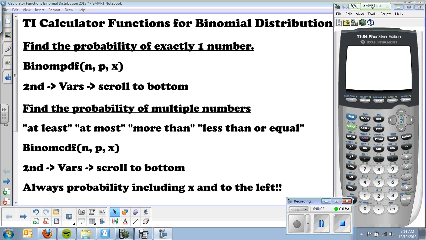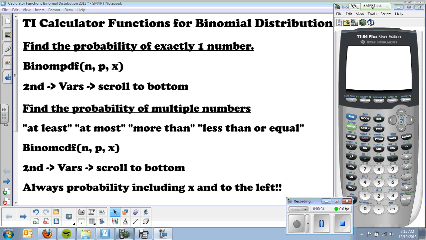In this video, I'm showing you how to use your TI calculators to solve binomial probability problems. Now, the last couple of days we've been using a formula, and that's still good. There's a built-in function that actually does it much faster. So the first one says find the probability of exactly one number. You're going to use binomial PDF, and you input the parameters in the order of n, p, x.